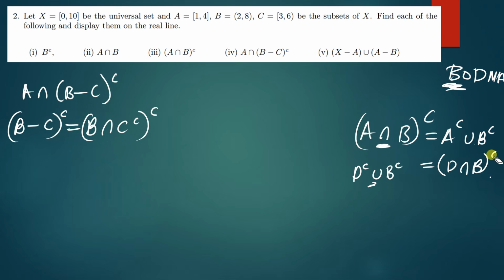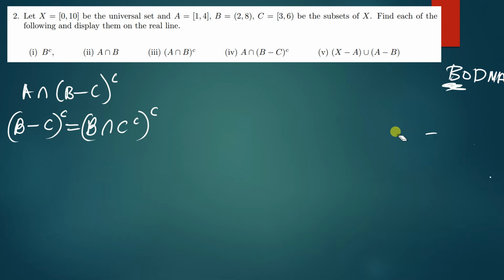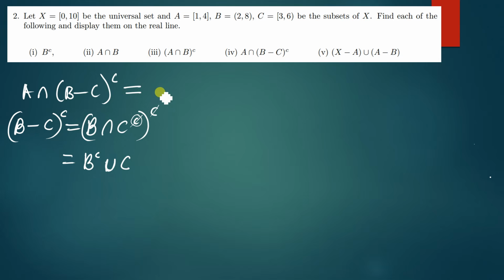So let's apply this same De Morgan's law on this operation that we have here. This means that we can write this as B complement when we distribute the complement, but the sign here will change first of all, and then because this C has already a complement there, this complement and that complement will cancel, so we just remain with C. So in other words, writing this statement in full, we'll have A intersection B complement union C.